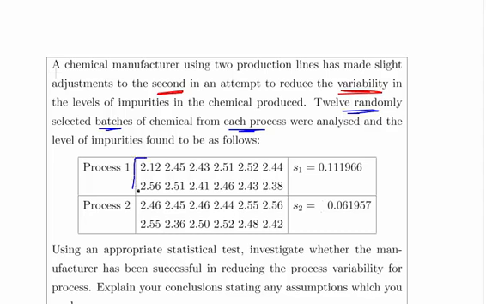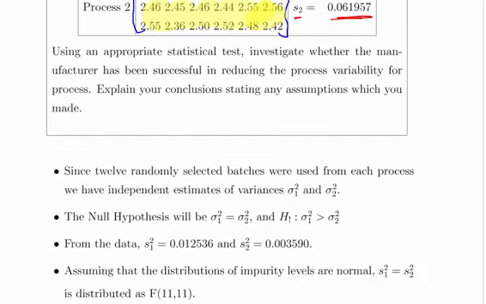So we have this 12 here and this 12 here. And the level of impurities are found to be as follows. So essentially what we have here is 12 measurements for process 1, 12 for process 2, and what we have here is the standard deviation of both. Now you'll notice that the standard deviation of the second one is noticeably different from the first, but is it significantly different, considering we're only dealing with samples of 12 in both cases?